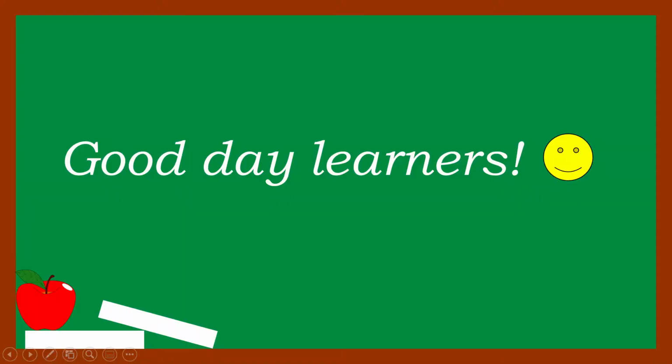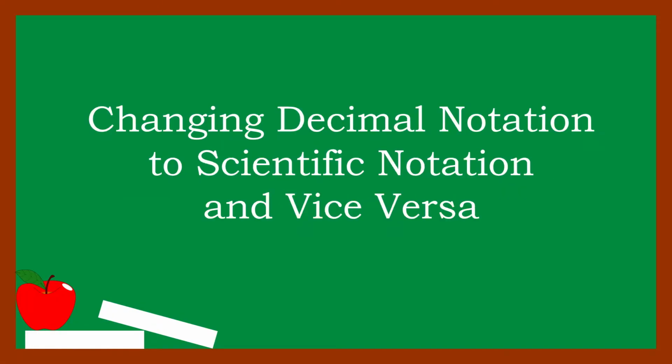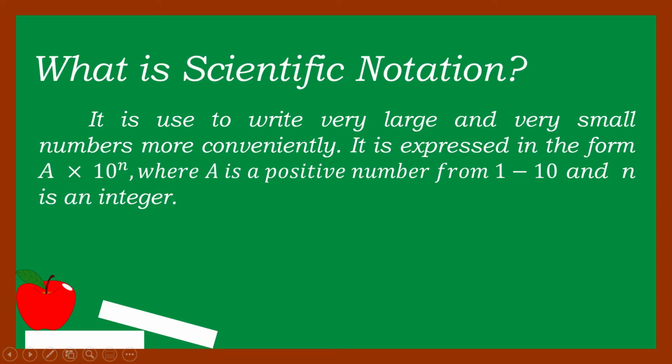Good day, learners! Today we're going to discuss changing decimal notation to scientific notation and vice versa. But first and foremost, what is scientific notation? When we say scientific notation, it is used to write very large and very small numbers more conveniently. It is expressed in the form a times 10 raised to n, where a is a positive number from 1 to 10 and n is an integer.